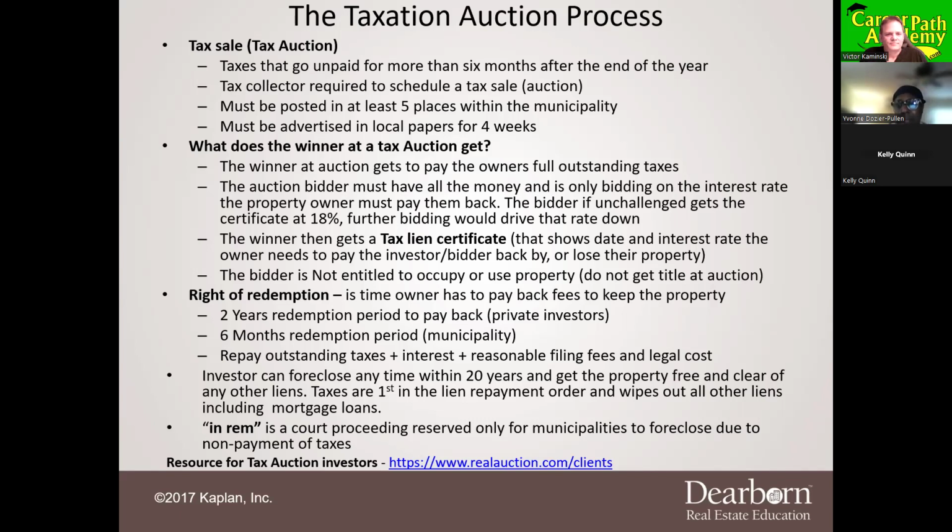So the right of redemption is that time in which that owner has to pay them back. For private investors, it's 2 years. For the municipality, it's 6 months. The owner has to pay them back all that money, plus the interest rate, plus reasonable legal cost and filing fees, if any. The investor then can foreclose anytime within 20 years. I would not wait 20 years, because who's going to pay taxes next year?